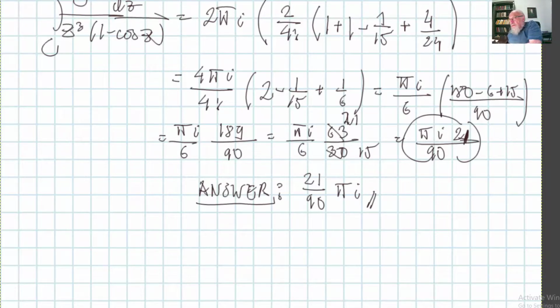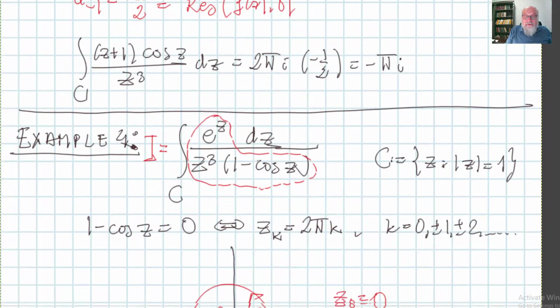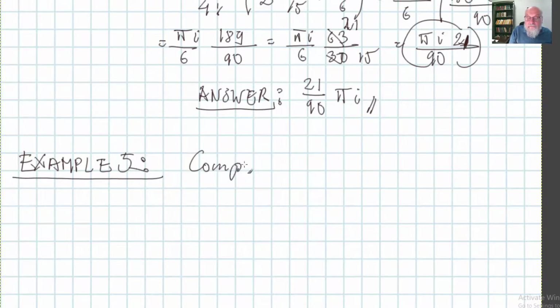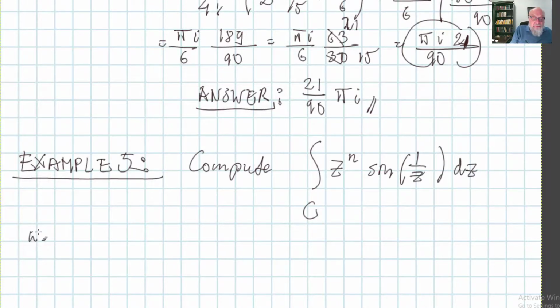Let me do this one. So another example. So which example? I've already lost the count of the examples. This was 4. So let's go to 5. Example 5. And let's compute integral over c, and this is z to the n, I don't know, I put here n, arbitrary number, and this will be sine 1 over z dz, where c is positively oriented unit circle.